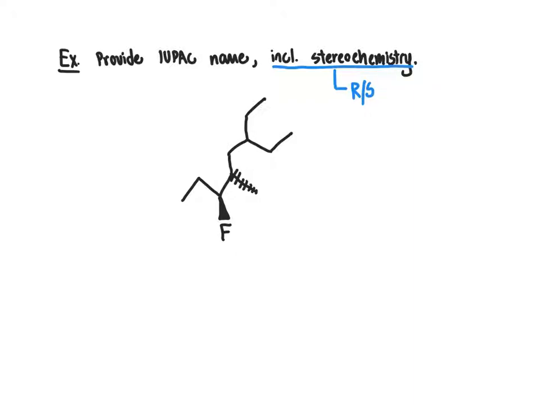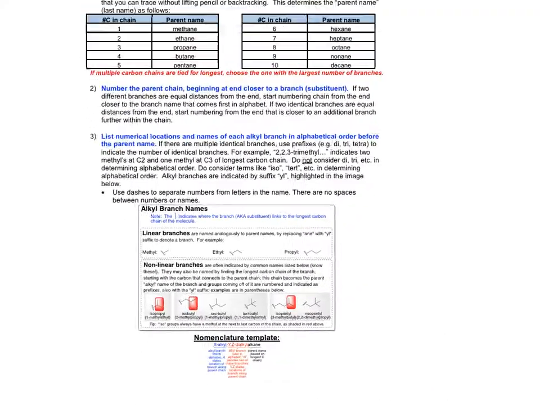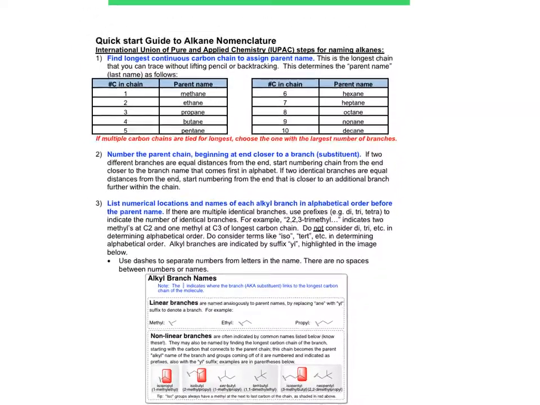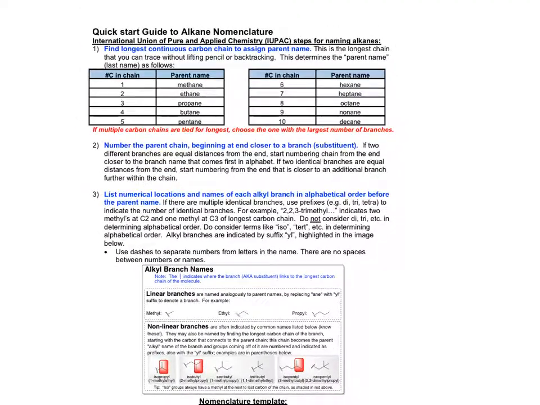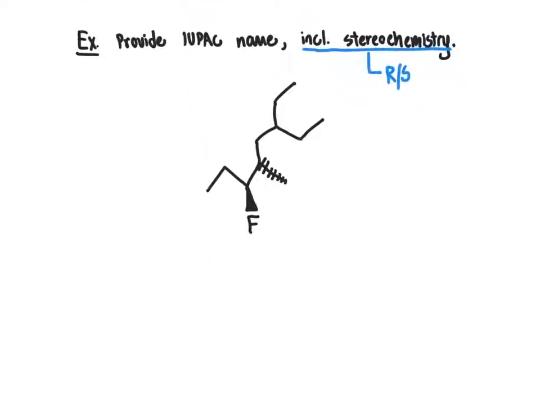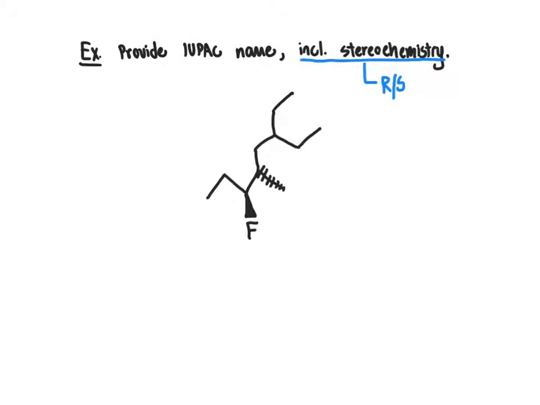So let's take a look at this problem. First and foremost, going back to that list of guidelines, we're going to find the longest continuous carbon chain in step 1 to come up with the parent name. And then at step 2, we're going to number the parent chain beginning at the end closer to a branch, closer to a substituent. And remember that we're not prioritizing a halogen branch over an alkyl branch. We're just looking for where's the branch that's closest to the end of the molecule.